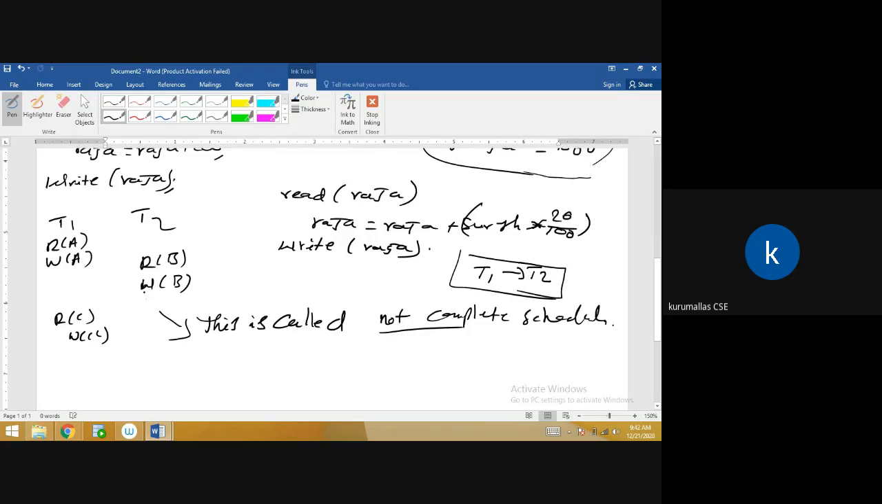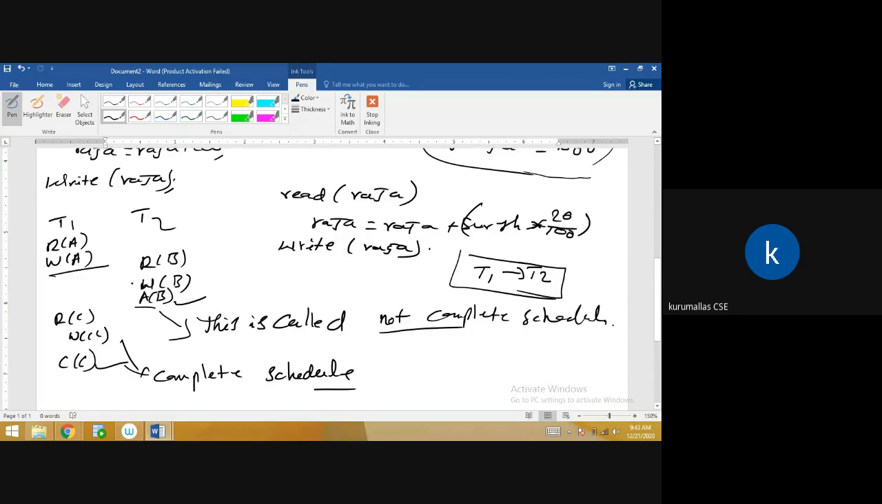Suppose we use an abort of B. After T1 we use T2, after read and write we use abort of B. After this, read of C, and then we use commit of C. If you observe here, one abort is there and one commit is there. So this schedule is called a complete schedule. This is a concurrent fashion.